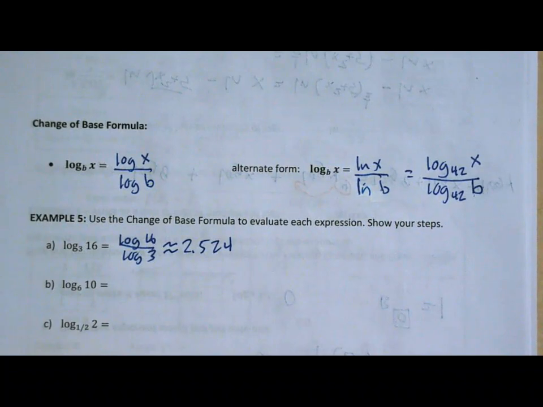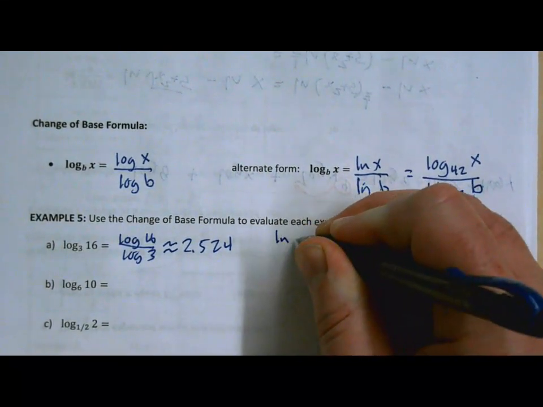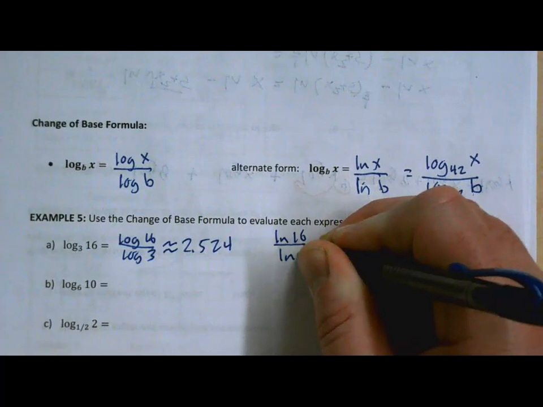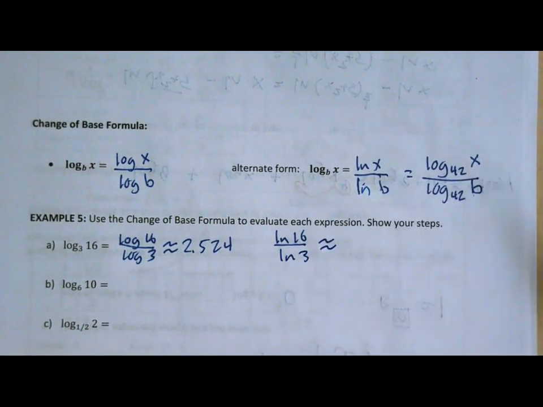All right, now be prepared to be amazed, because I want you to also write down ln 16 over ln 3 and type that into your calculator as well.